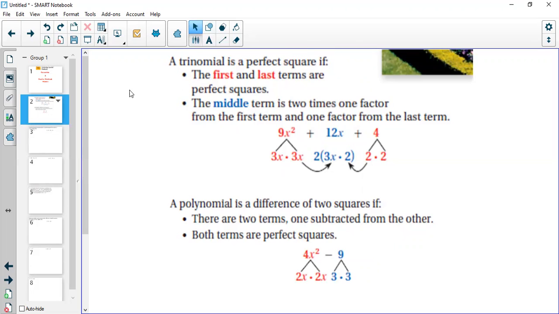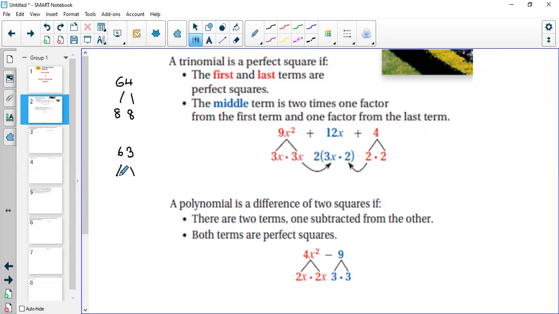So do you think 64 is a perfect square? Is 64 a perfect square? Yes, it is, because it's going to be 8 and 8. How about 63? Is 63 a perfect square number? No, it's not, because 7 multiplied by 9 gives us 63, and there is no number with which we could multiply and get 63 using the same numbers. For example, 9 nines are 81, so 81 is a perfect square.